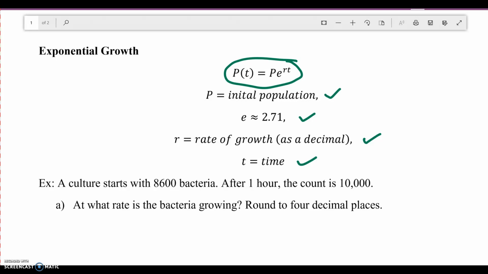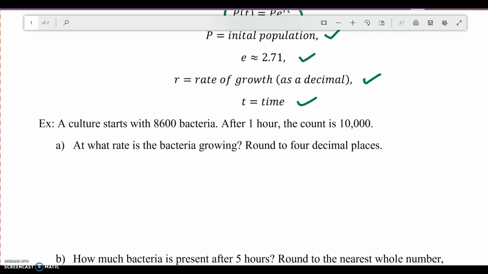So for example, if we had human population, it can be exponentially growing, and time can be in terms of years. And then we would have to have an initial population, and then the exponential growth number, so the e. I'm going to go ahead and use this formula for these problems. So here's the first example.